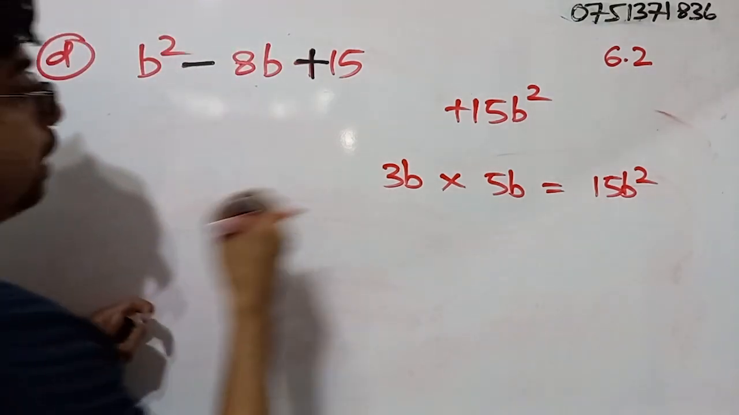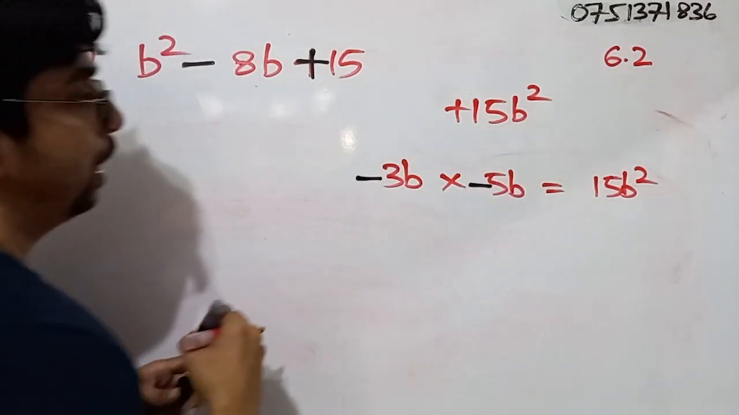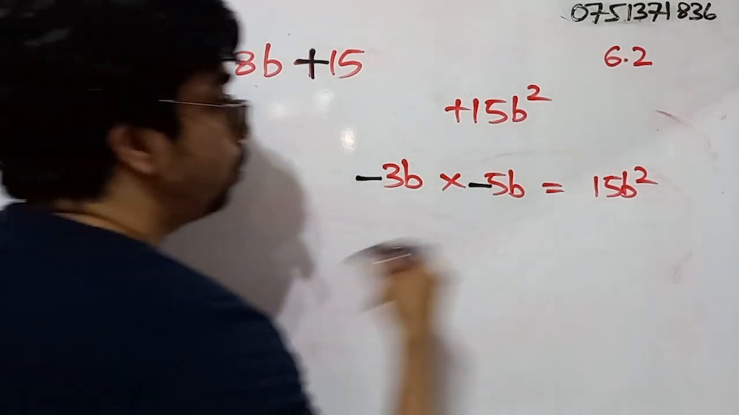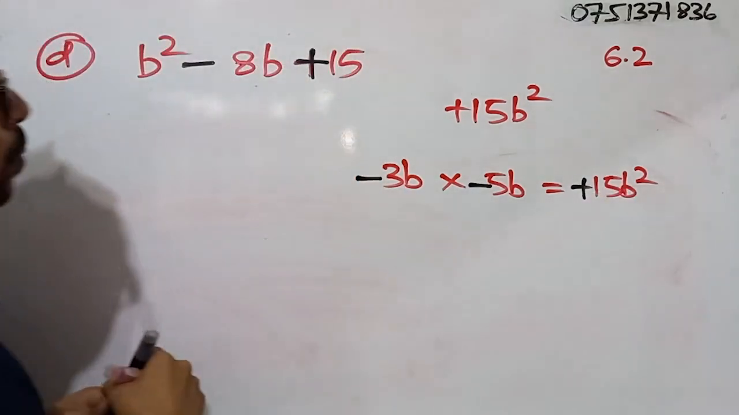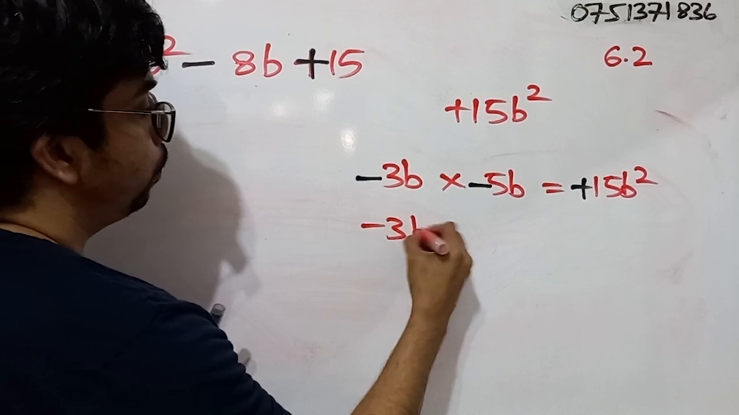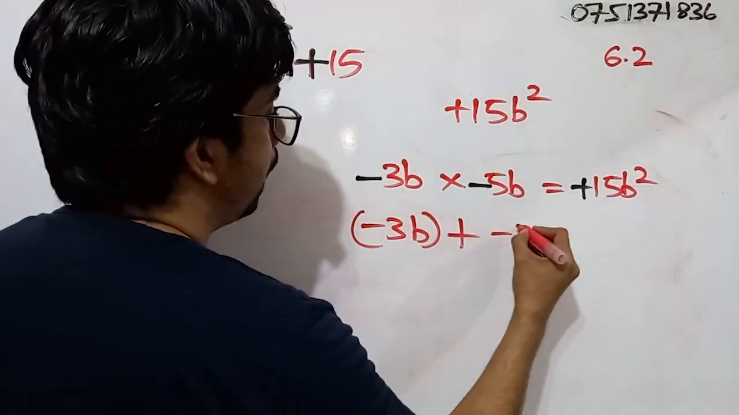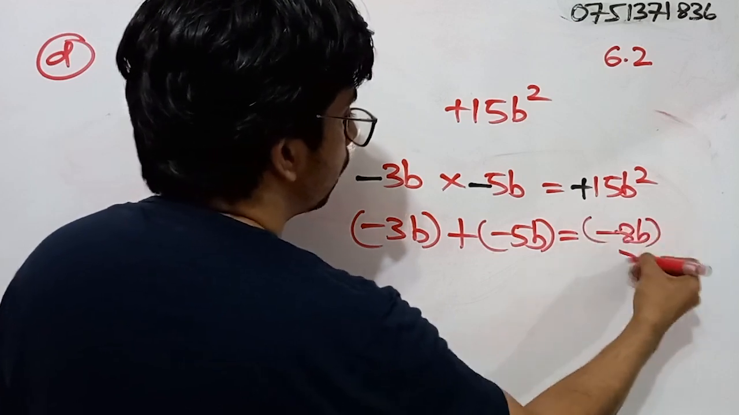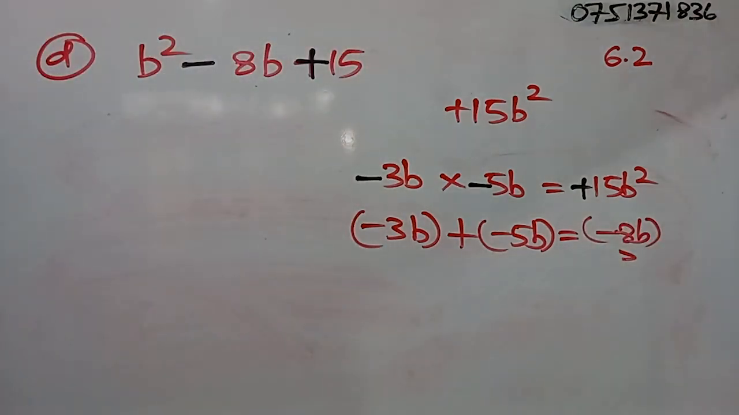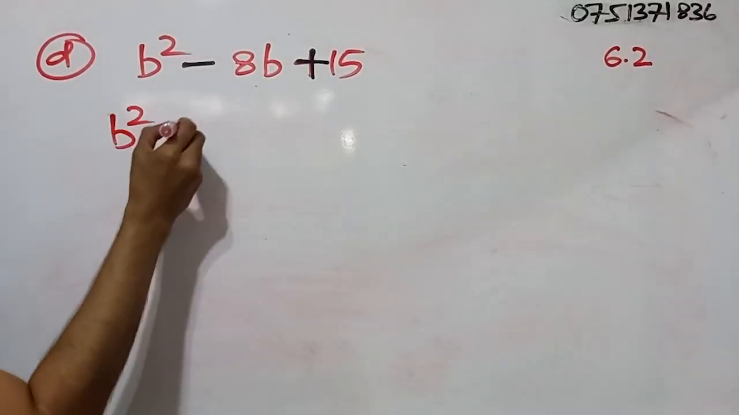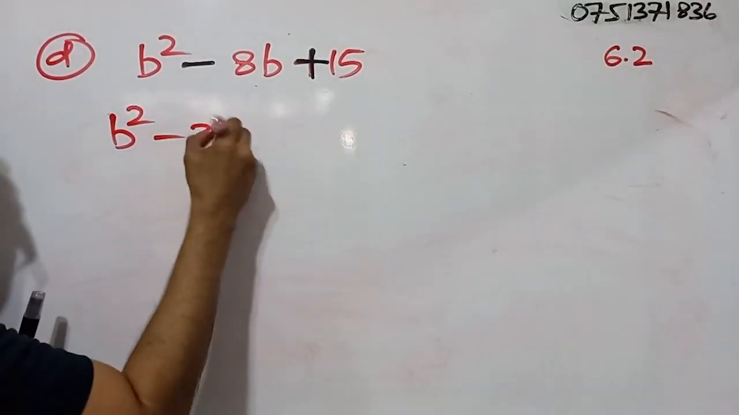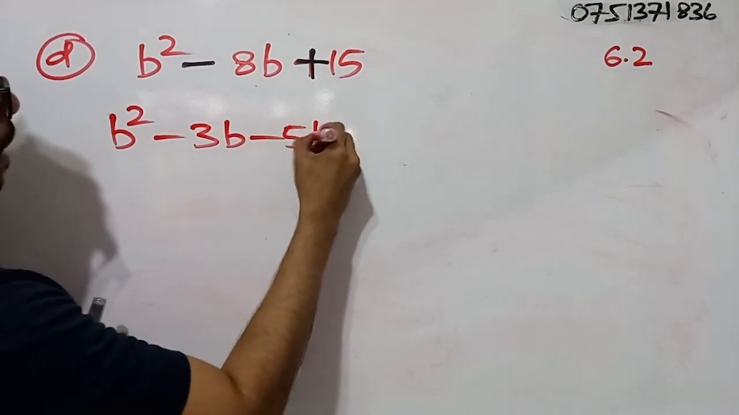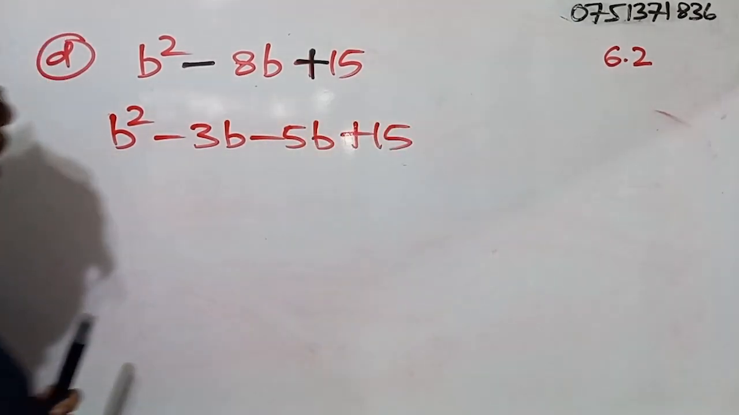So this is minus, that means both are negative. When we multiply these two, we get a positive value. Now negative 3b plus negative 5b, what's the value? Negative 8b. Right? That means we are getting the middle term. So b squared minus 3b minus 5b plus 15.